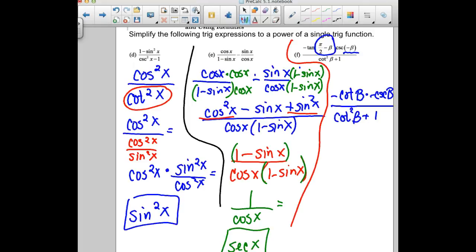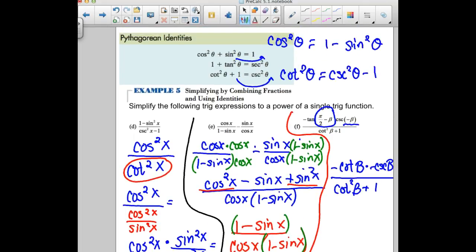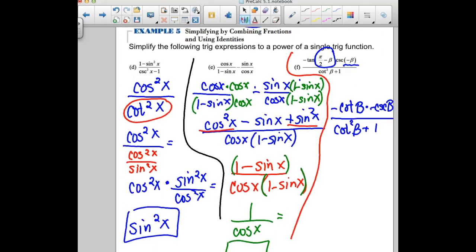Now, the reason we converted those is we want everything in terms of beta. We don't want things like complements of beta or opposite of beta. We need them all to match so that we can cancel common things. Looking at the denominator now, cotangent squared beta plus 1. If we go back up here, cotangent squared plus 1 is equivalent to cosecant squared. So I'm going to convert my denominator into cosecant squared.